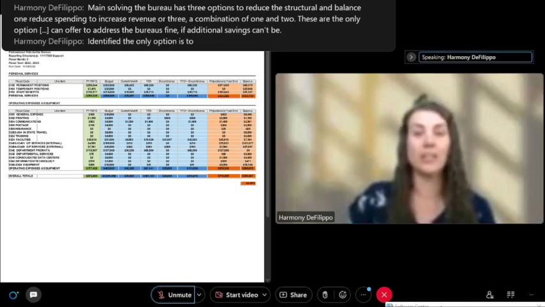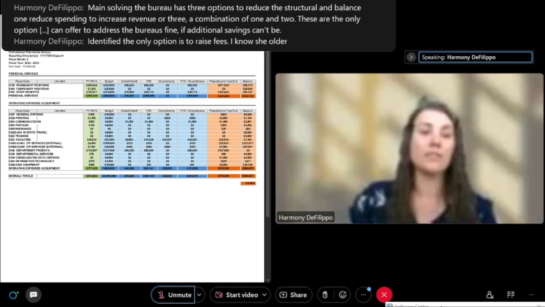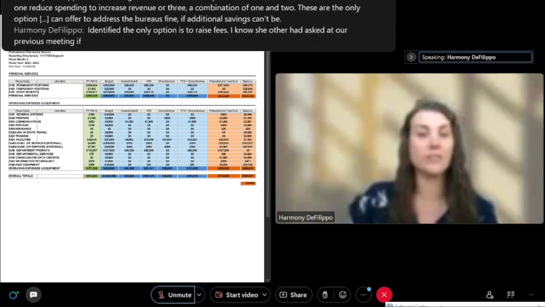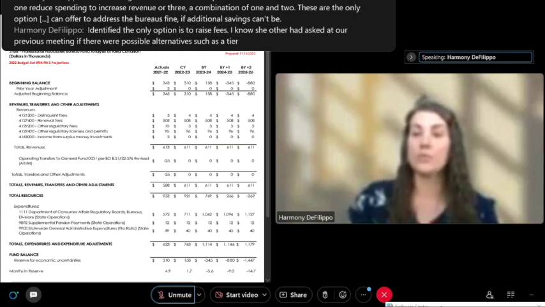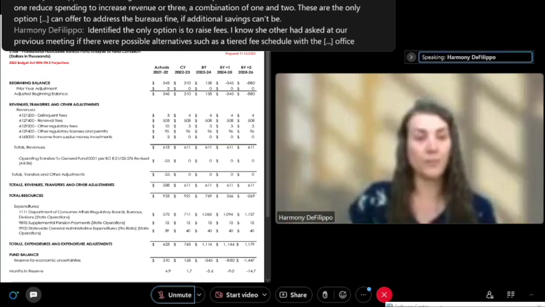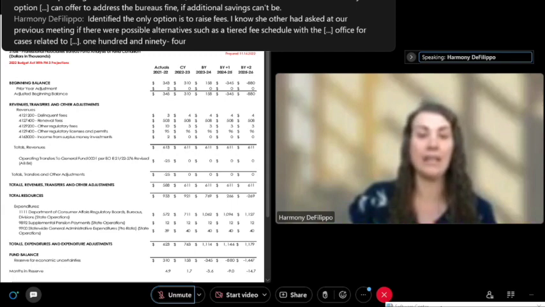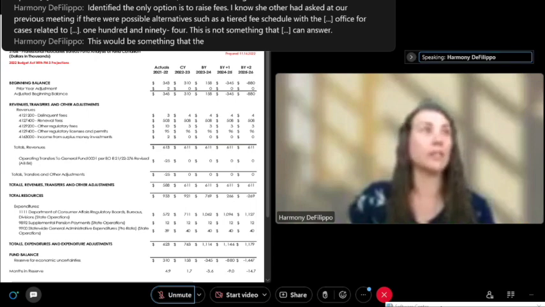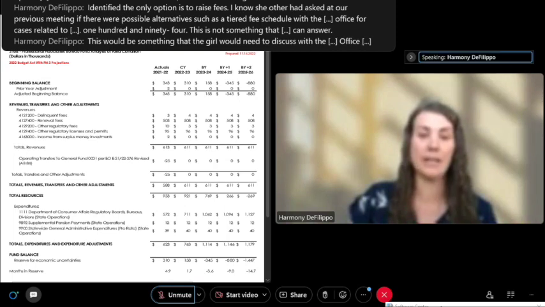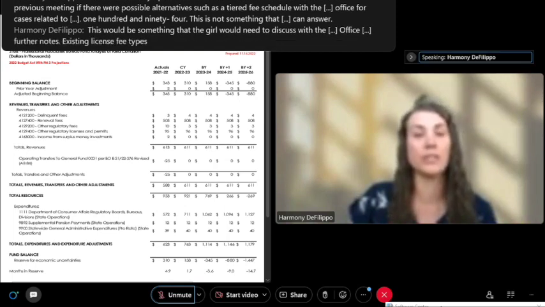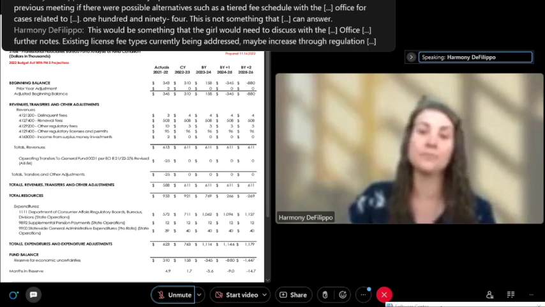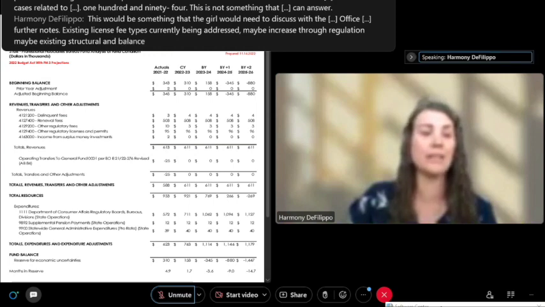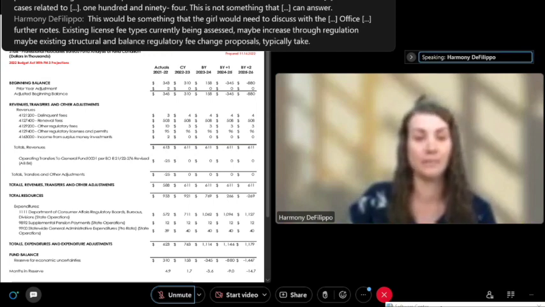I know Chi Elder had asked at our previous meeting if there were possible alternatives, such as a tiered fee schedule with the AG's office for cases related to AB 1194. This is not something that DCA can answer. This would be something that the Bureau would need to discuss with the AG's office. The Bureau further notes existing license fee types currently being assessed may be increased through regulations, which could eliminate the existing structural imbalance. Regulatory fee change proposals typically take 18 to 24 months to promulgate.